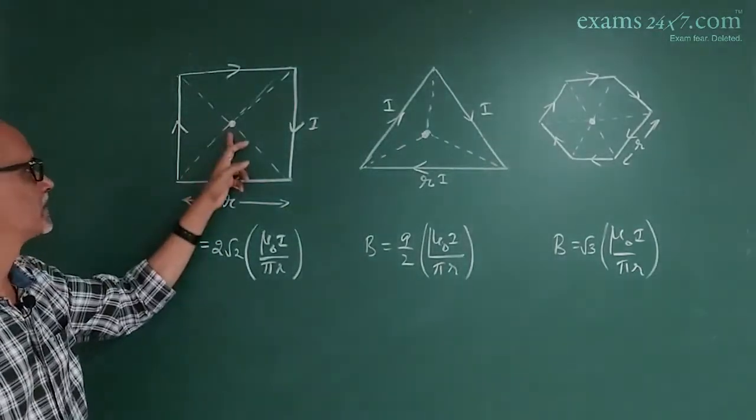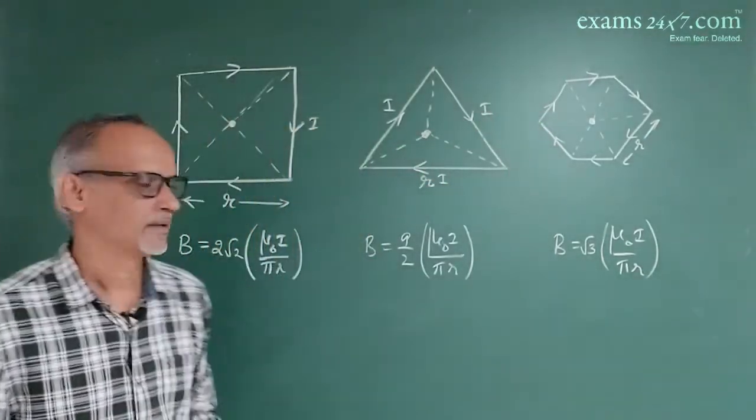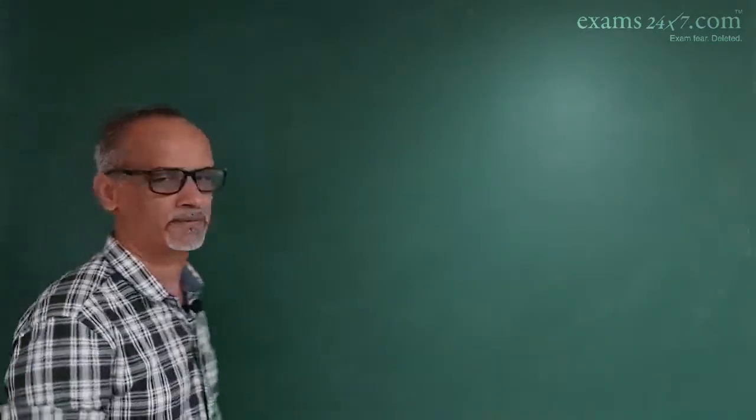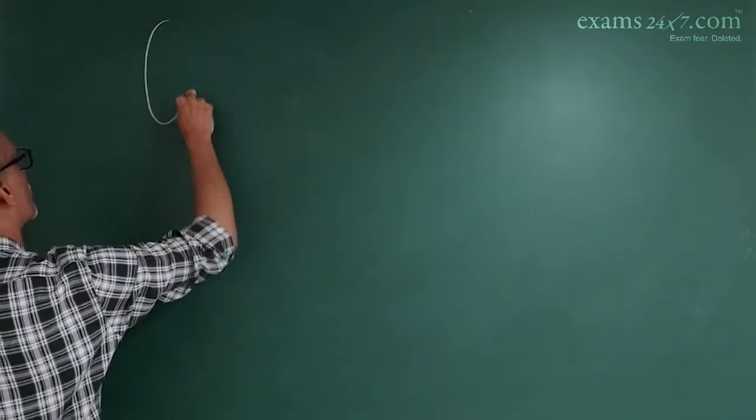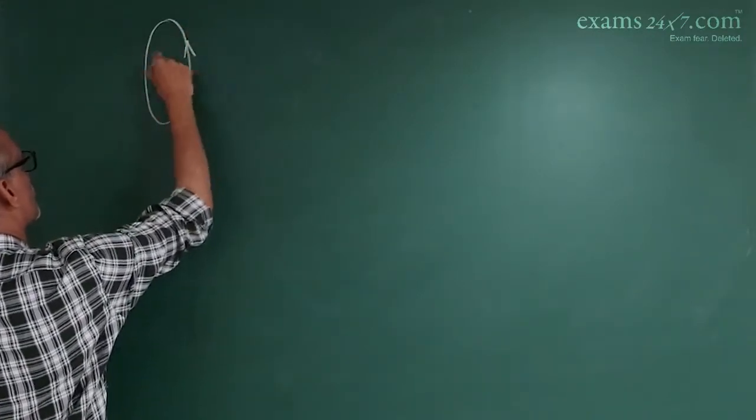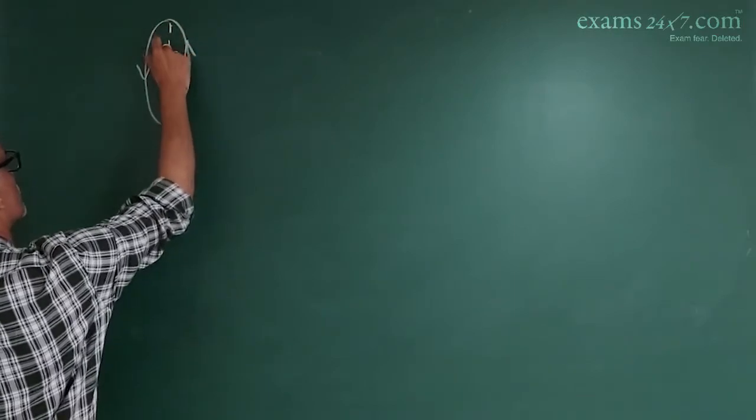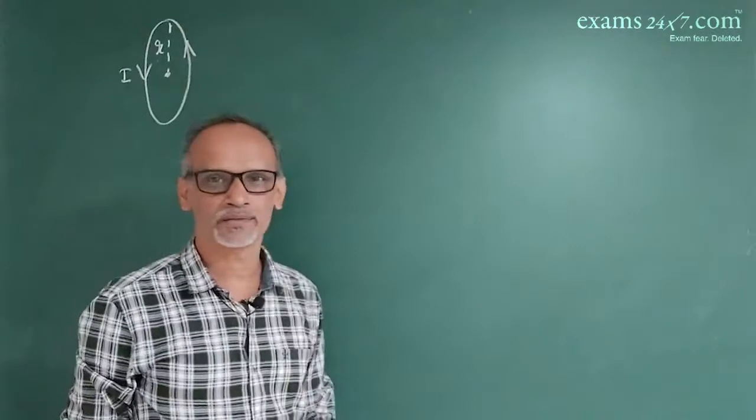So net field at the center of a square, at the centroid, and again at the center of a regular hexagon. By using Biot-Savart's law, we can even find the magnetic field due to a circular coil carrying current, where R is the radius of the coil and I is the current through the coil.